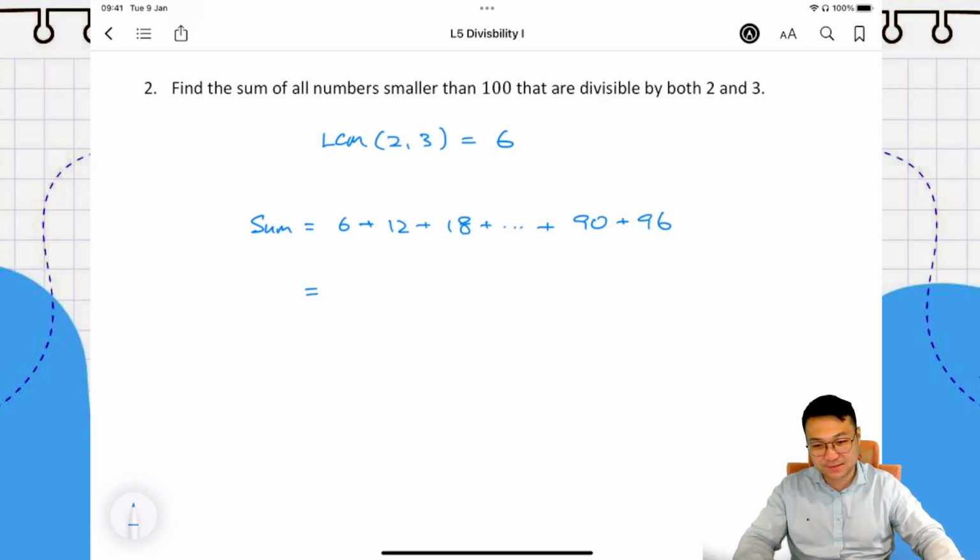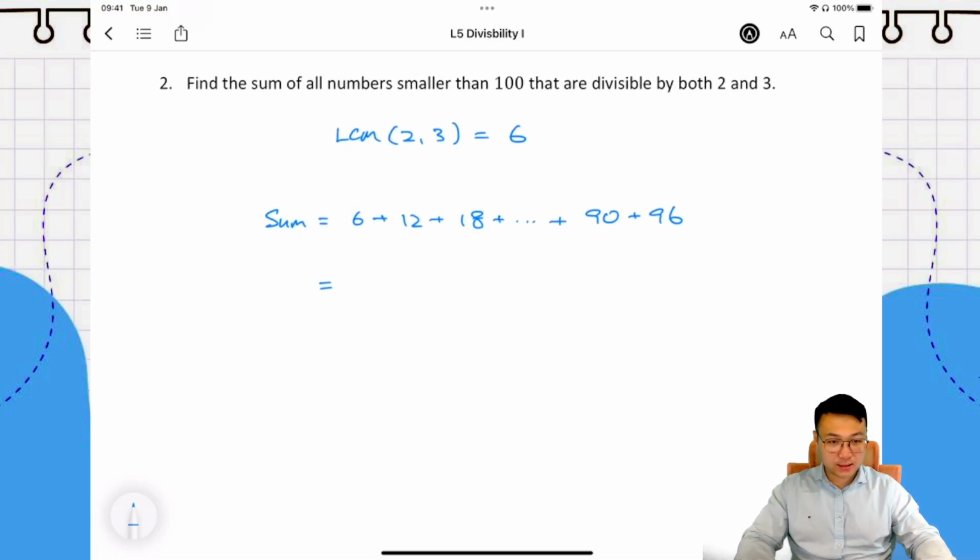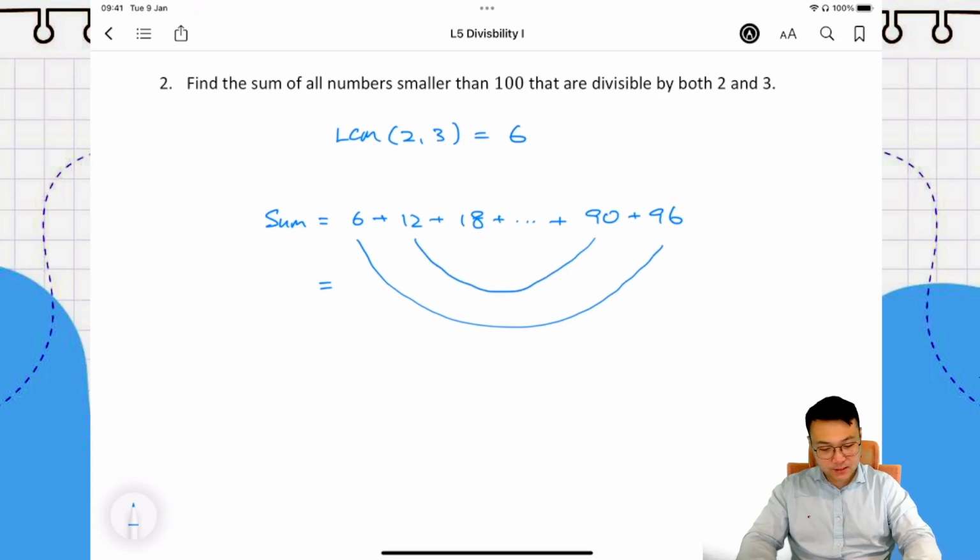This should be easy. Okay, Matthew. Remember when we want to add a string of numbers together, what method can we use? Jacob's very good. Matthew, what method can we use? The rainbow method. No problem. Okay, what is 6 plus 96? 102. Then 90 plus 12? 102. So no matter what, you will still get 102, right? So then my next question to you is, how many numbers do you have altogether?